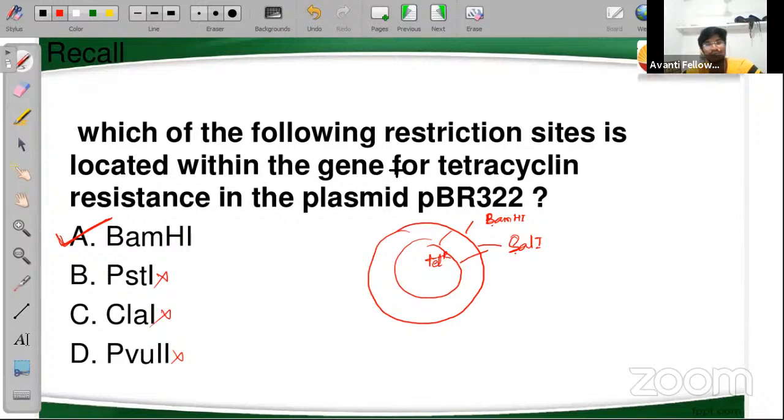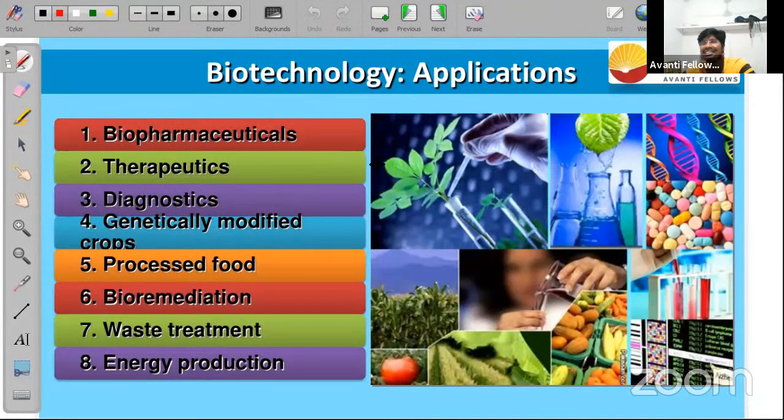Okay, this kind of question is generally asked. Let's move to the next part, that is biotechnology के applications in different parts. Biotechnology can be used in biopharmaceuticals, that is pharmaceuticals, जैसे कि हमने वैक्सीन्स के बारे में पढ़ा, for the preparation of vaccines and medicine. वैक्सीन और मेडिसिन के लिए इसका यूज होता है, थेराप्यूटिक्स मेडिसिन के लिए.